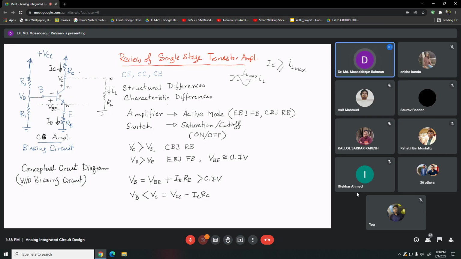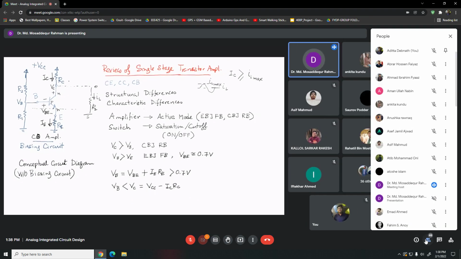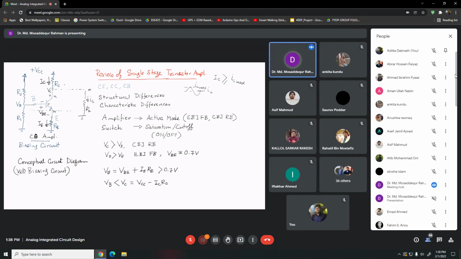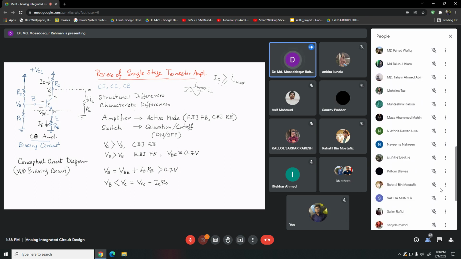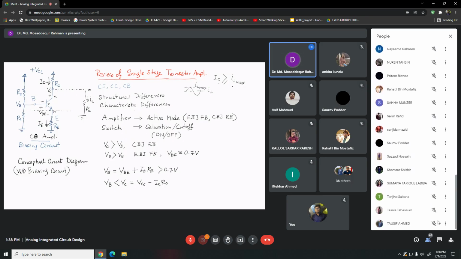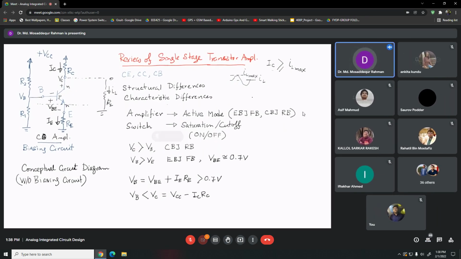So in designing an amplifier, you need to know how much current is needed by your load and design the amplifier accordingly so that it can supply that much current. To ensure that, the collector current has to be greater than or at least equal to the maximum value of your load current. Is that clear, guys? Any question? No, sir. Okay. So designing the biasing circuit, that is one requirement you have to ensure.